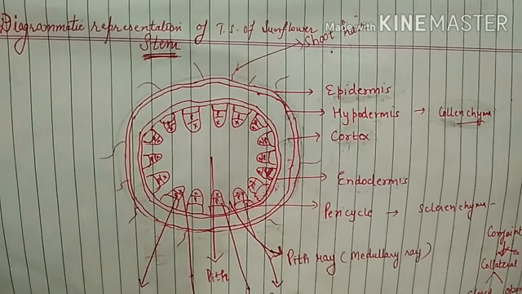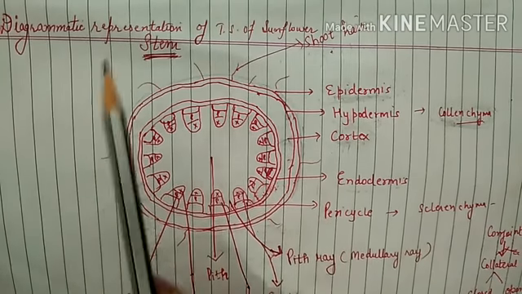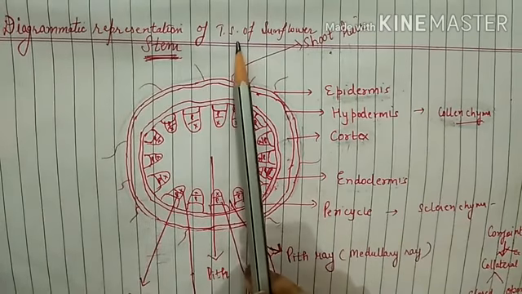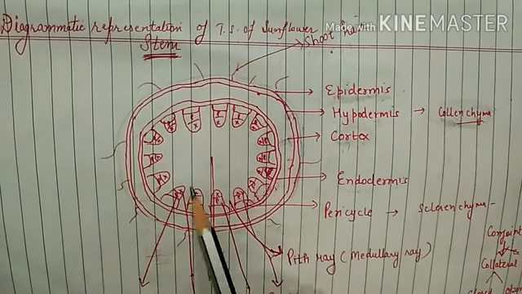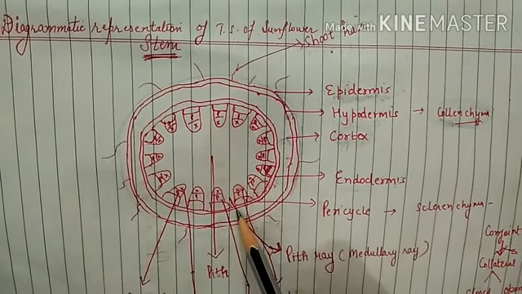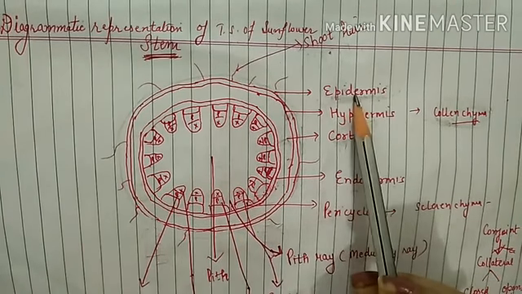So, dear students, now we are going to study the anatomy of stem. To understand the anatomy of stem, first of all, we will see the diagrammatic representation of transverse section of sunflower, which is a dicot stem. So, here you are observing that the outermost layer is known as epidermis.